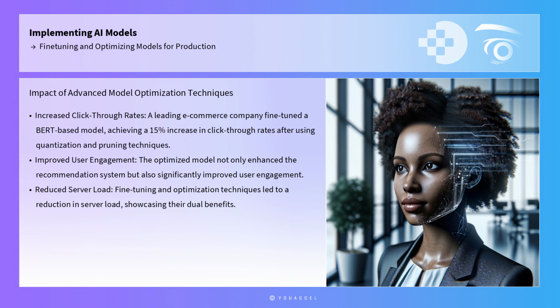Real-world case studies illustrate the impact of these techniques. For example, a leading e-commerce company fine-tuned a BERT-based model to enhance its recommendation system, achieving a 15% increase in click-through rates after optimizing the model with quantization and pruning techniques. This not only improved user engagement, but also reduced server load, demonstrating the dual benefits of fine-tuning and optimization.